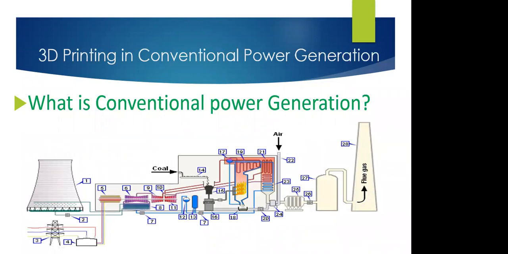Next, 3D printing in conventional power generation. What is conventional power generation? Conventional power generation is the general term applied to the production of electrical energy from coal, oil or natural gas using steam. The generator is usually a machine having a small number of poles, 2 or 4, and running at a high speed, 1500 to 3600 rpm (revolutions per minute).